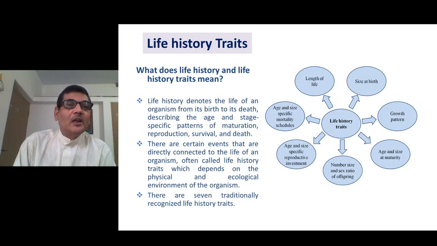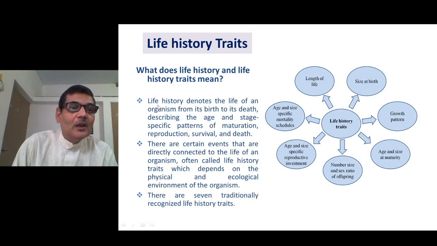We are actually working on the life history traits of this fly. The purpose of working on this aspect is to know the different aspects of its life history, and by knowing details of such things, we can plan certain strategies so that we can control this fly. So what do life history and life history traits mean? Life history denotes the life of an organism from its birth to its death, describing the age and stage-specific patterns of maturation, reproduction, survival, and death. That comes under life history aspects.